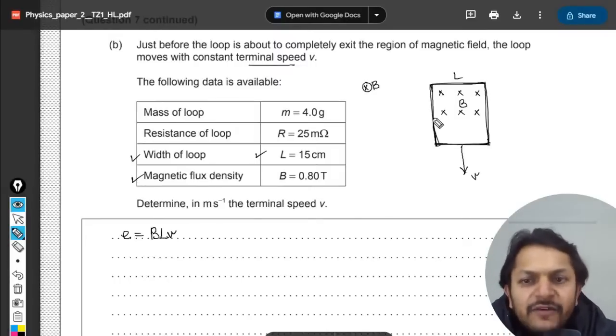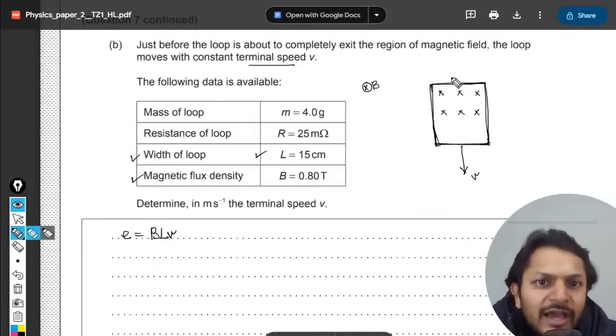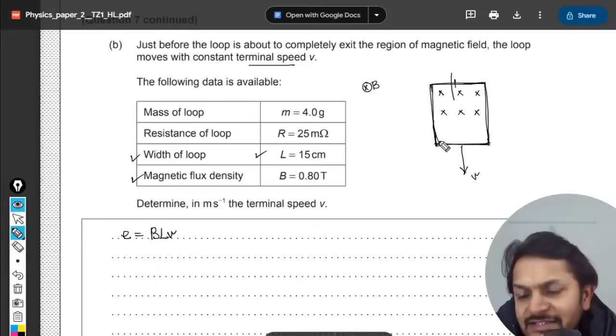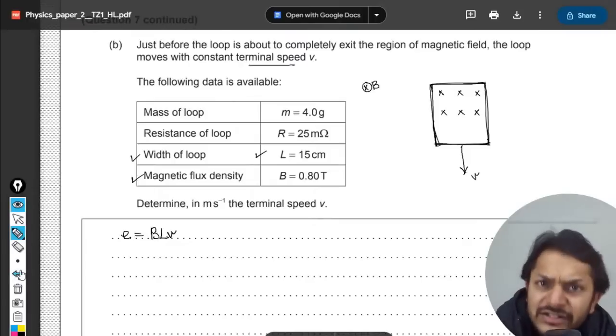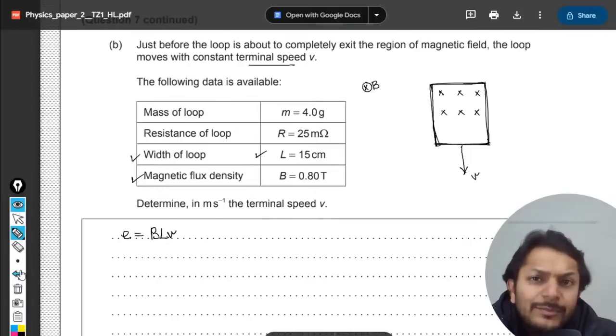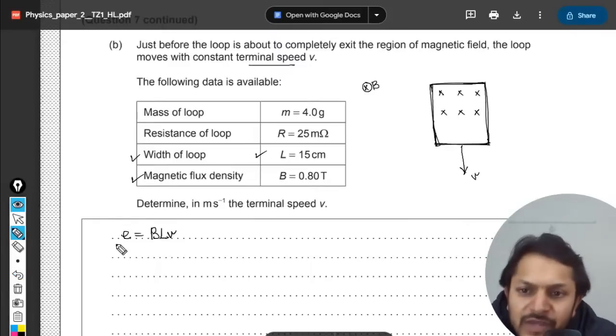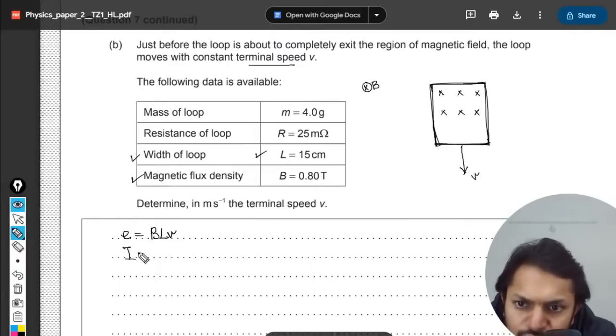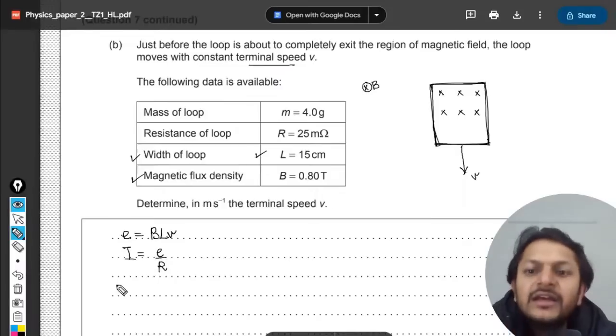If this is the EMF, we can now assume that the loop has a battery associated like this. But this is imaginary. There is no actual battery, but yes, there is an EMF induced which acts as if there is a battery. So we can find the induced current now. That will be E divided by the resistance R.